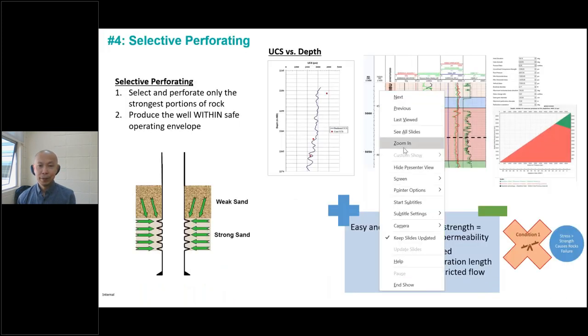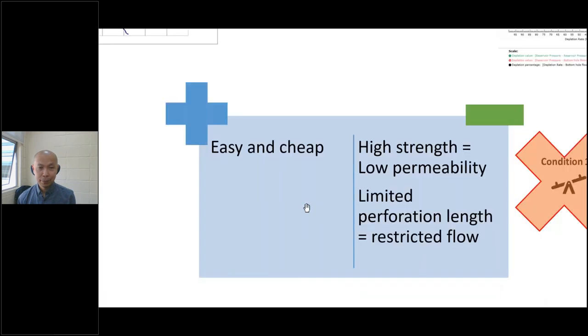Okay, so let's go to the plus and minus. It's easy and cheap. No extra equipment required. You just need to define the perforation interval, which depth you're going to perforate. The drawback is when we perforate the stronger part of the reservoir, normally that is correlated with lower permeability as well, lower porosity. So that stronger part will give you less production. There will be a price that we have to pay for that.